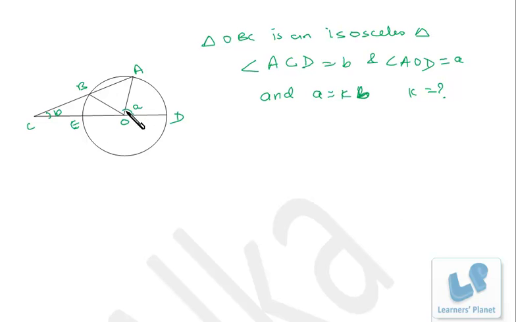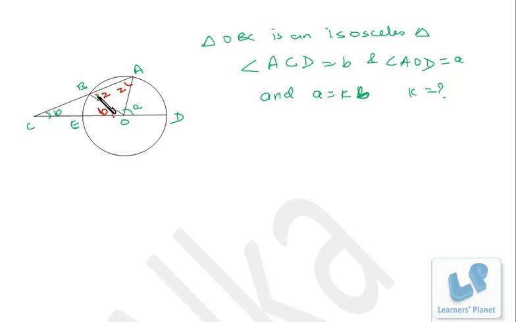Now, here OBC is an isosceles triangle. That means this length is equal to this length, right? So if this angle is B, this will also be B, right? Now OA is also equal to OB. Both of them are radii. So this angle will be equal to this angle. I suppose it is Z, and it is also Z, right?